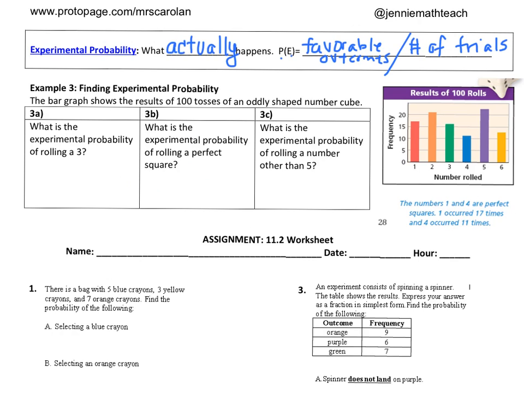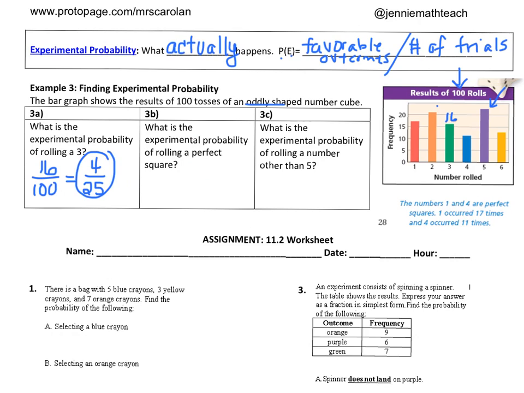So the book rolled an oddly shaped number cube 100 times, and they put the results for how many times each number came up in this graph. Just by the looks of it, it must have been pretty easy for the cube to land on a 5, because there were a whole bunch of 5s and 2s. So let's figure out the experimental probability, according to what the book did, of rolling a 3. Well, it looks like it landed on 3 16 times. So 16 out of the 100 rolls, and when we divide them both by 4, it reduces to 4 over 25.